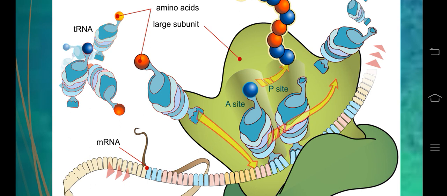In this video we are going to learn about some disconnected topics in molecular biology, like ribosome structure and function, split genes, along with the chloroplast genome. We will be learning about all this. So tRNA is here, amino acids, large subunit, A site, P site, mRNA is produced. This is a picture which represents ribosome activity.